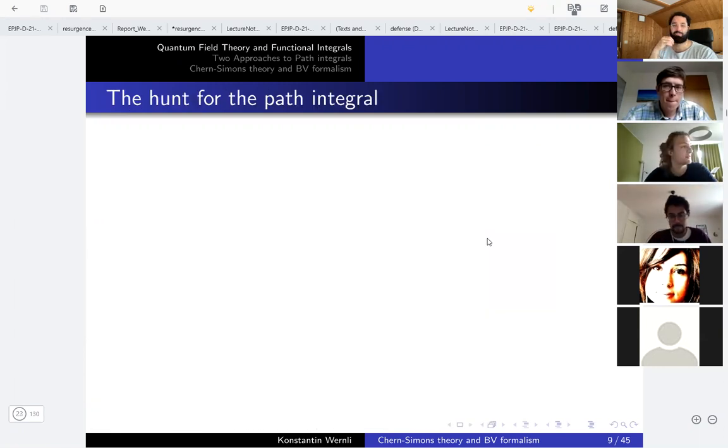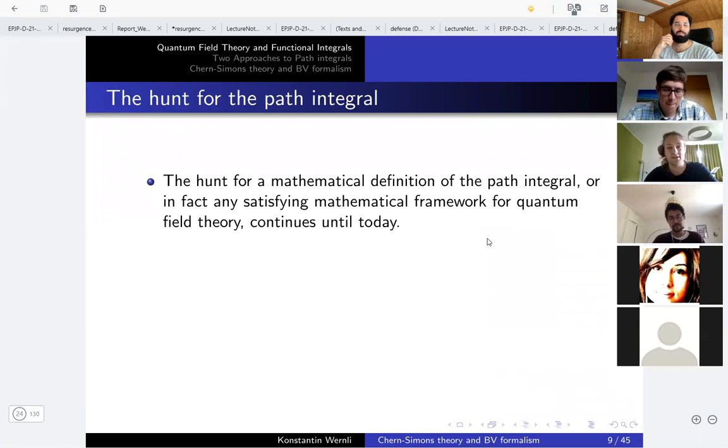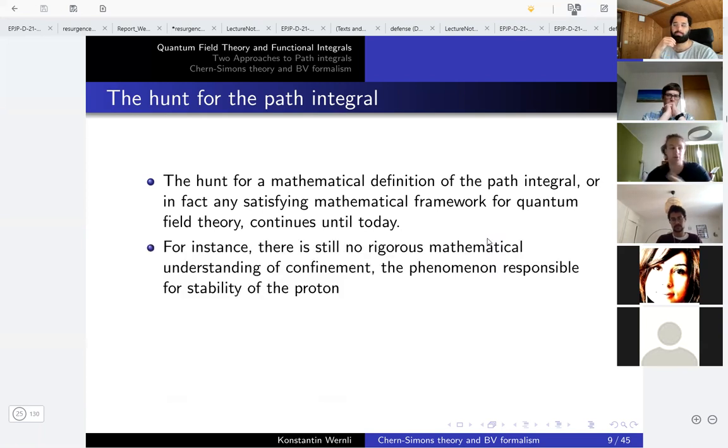Okay, so enough comics and philosophy. Mathematicians have really been on the hunt for the definition of the path integral, basically because the point is that it works, right? But there has not really been a general successful mathematical definition of it. And in fact, there hasn't been any really satisfying framework for quantum field theory that can explain all the details in reality.